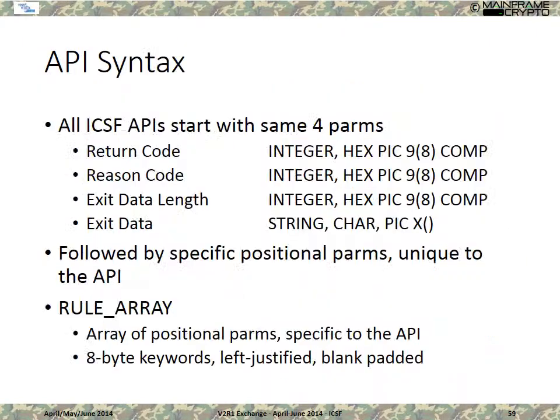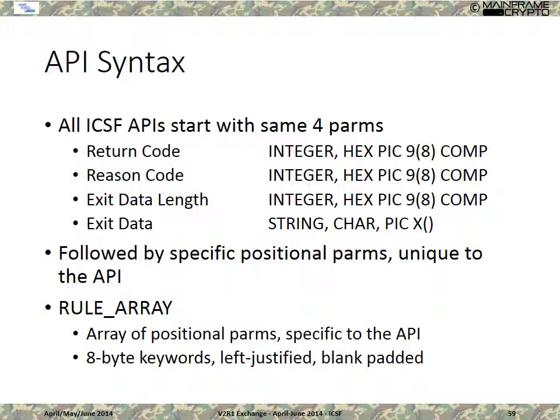Let's turn to slide 59. So those are the APIs. All of the APIs work similarly in that you invoke the APIs and then you pass a string of parameters. All APIs have the same first 4 parameters: return code, reason code, exit data length, and exit data.